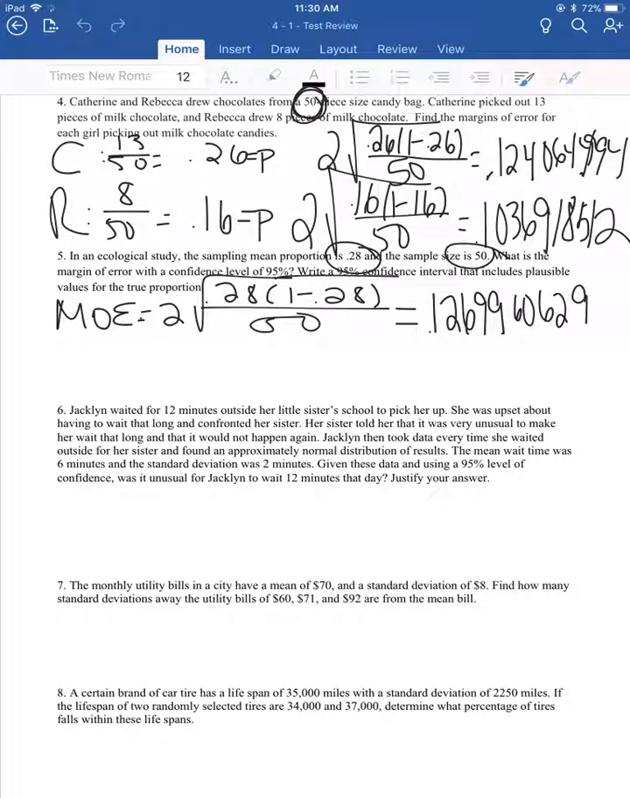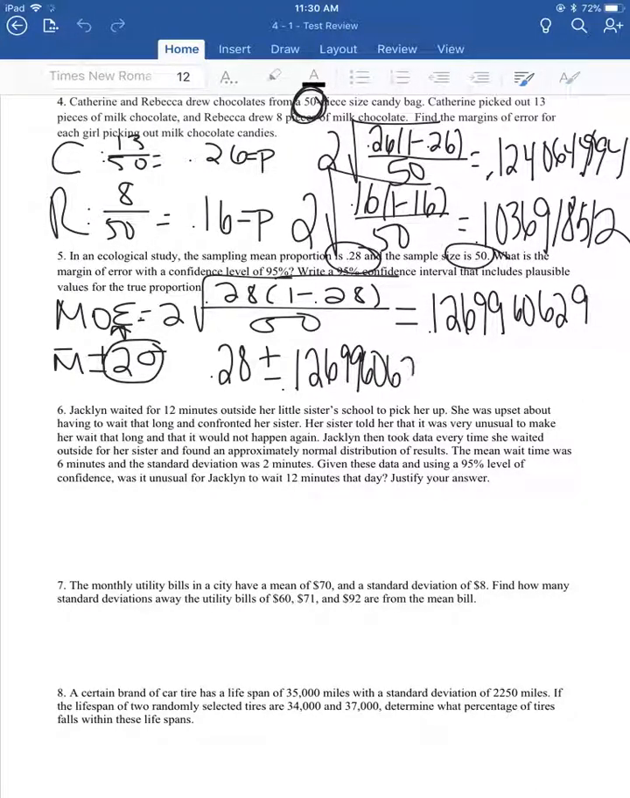Now write a 95% confidence interval that includes plausible values for the true proportion. So if you remember, your 95% confidence interval is the mean, and then you add and subtract 2 standard deviations. This 2 standard deviations is equal to the margin of error. So you're going to take the mean proportion, 0.28, and add and subtract this 0.1269960629 number. So I'm going to do 0.28 plus that number and 0.28 minus that number.